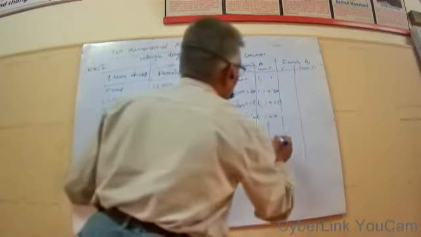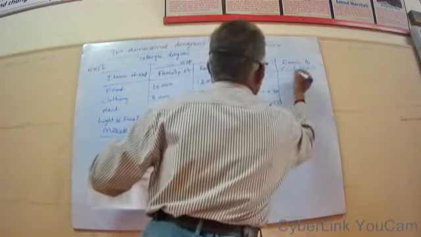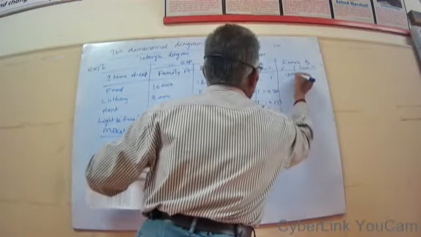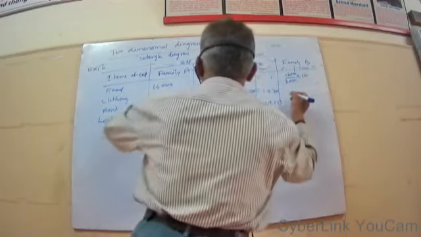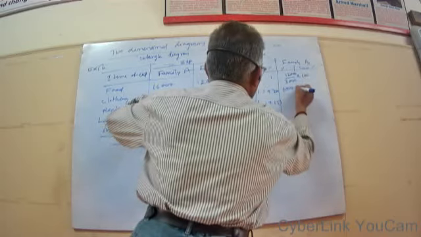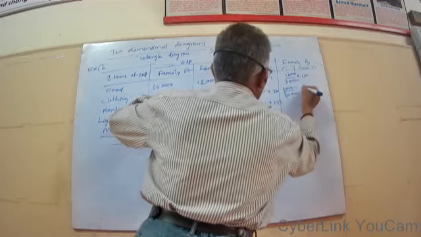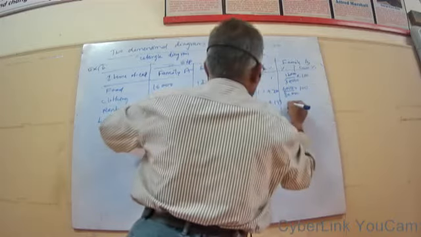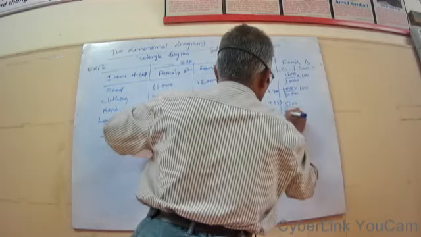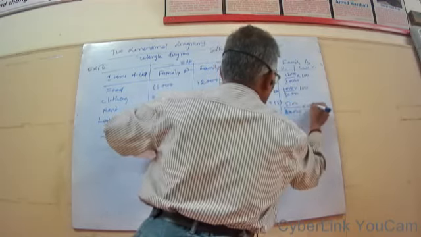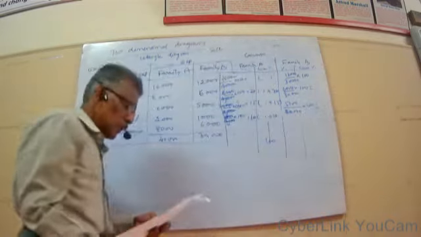Here also the same way. For the family B total is 30,000, so 12,000 divided by 30,000 multiplied by 100. This is 6,000 divided by 30,000 multiplied by 100. Next is 5,000 divided by 30,000 multiplied by 100. Similarly, do this, take the cumulative values and draw the diagram.